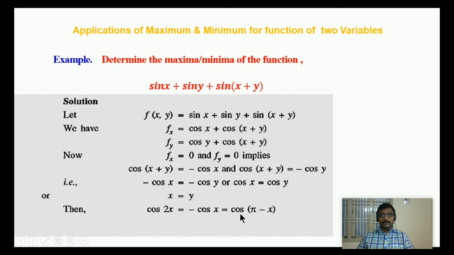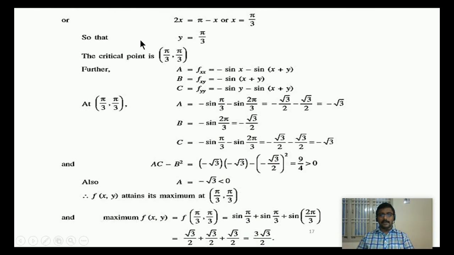So negative cos x can be written as cos of pi minus x. So we will have cos 2x is cos of pi minus x. Now applying cos inverse on both sides, we will have 2x is pi minus x. Now negative x, let it go to the left hand side, it becomes positive. That is 2x plus x is 3x, 3x is pi, which implies that x is pi by 3. Since x equals y, we will have y is also pi by 3.